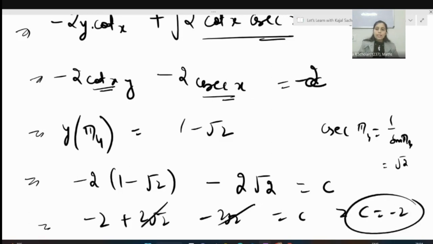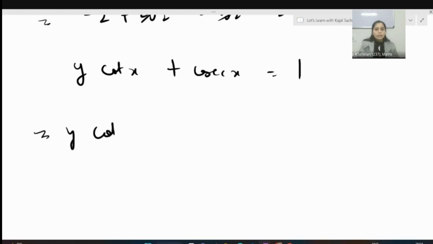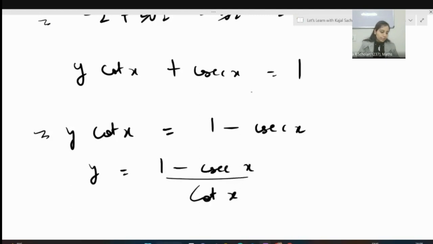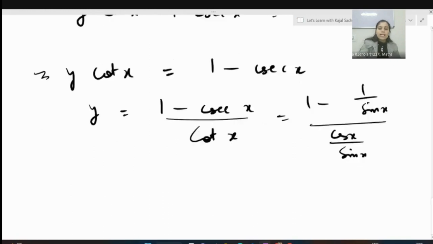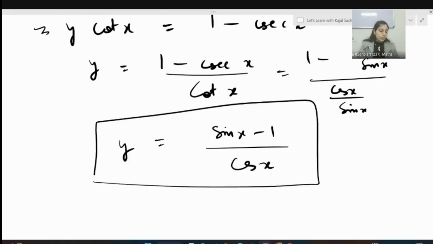So substituting c as minus 2 and taking minus 2 common, we get y cot x plus cosecant x is equal to 1. Because we are to find y, we can write y is equal to 1 minus cosecant x upon cot x. We can also simplify this. Cosecant x is 1 by sine x, and cot x is cos x upon sine x. So taking the denominator sine x common, we get (sine x minus 1) upon cos x. So this is the required solution.